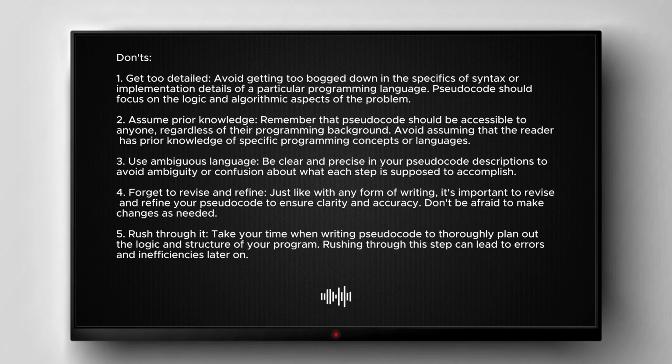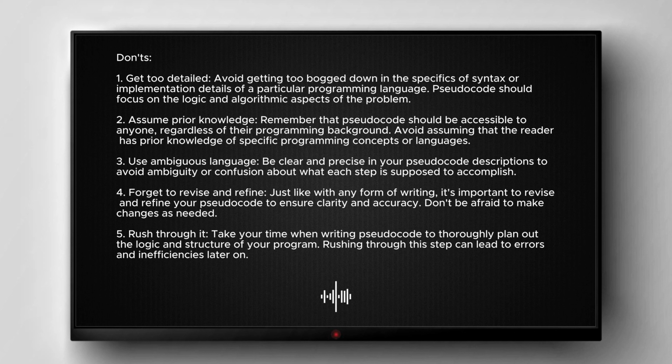Don'ts. 1. Get too detailed. Avoid getting too bogged down in the specifics of syntax or implementation details of a particular programming language. Pseudocode should focus on the logic and algorithmic aspects of the problem. 2. Assume prior knowledge. Remember that pseudocode should be accessible to anyone, regardless of their programming background. Avoid assuming that the reader has prior knowledge of specific programming concepts or languages.